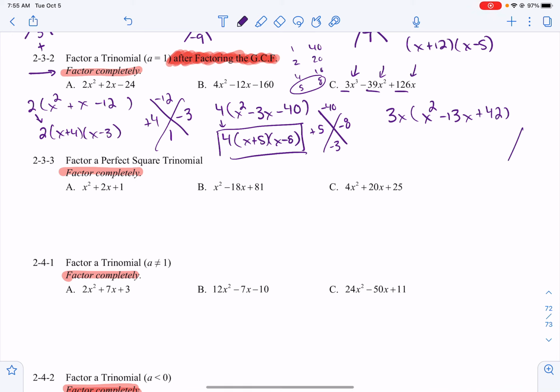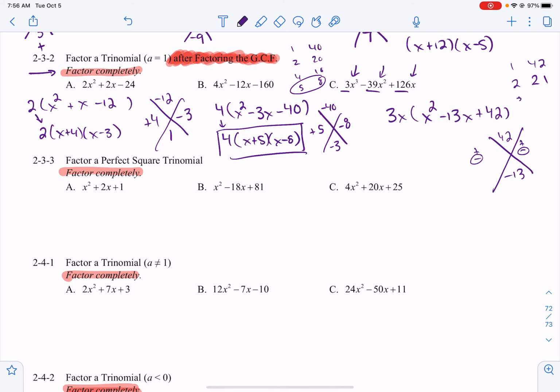The inside, we try to do our x method. So 42 on the top, negative 13 on the bottom. So they multiply to a positive. So that means they're either both positives or they're both negatives, but they add up to a negative. So they're both going to be negative numbers, right? So 42 is 1 and 42. It's also 2 and 21. It's also 3.